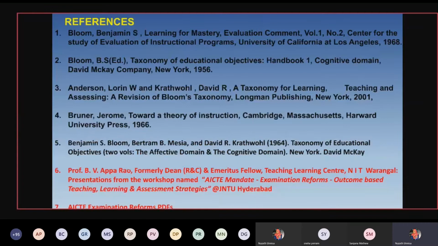So here are the references. Now, before moving to the next thing, I would like to invite questions based on this, and then we'll have one more presentation, which is based on program outcomes. So any questions on these three domains?